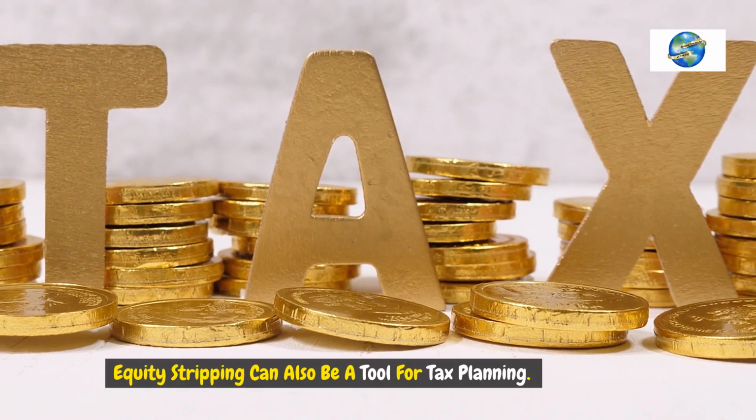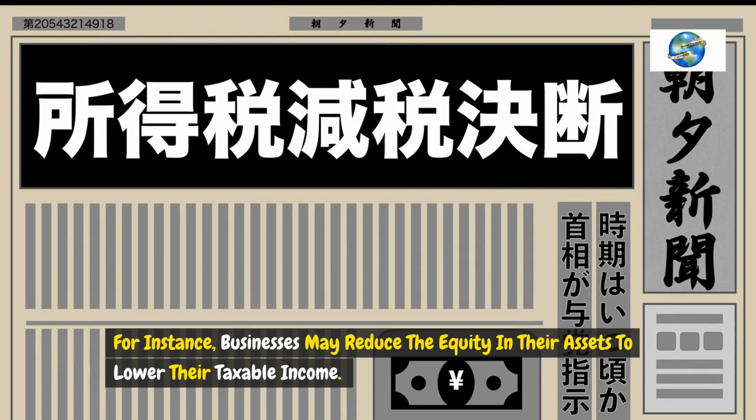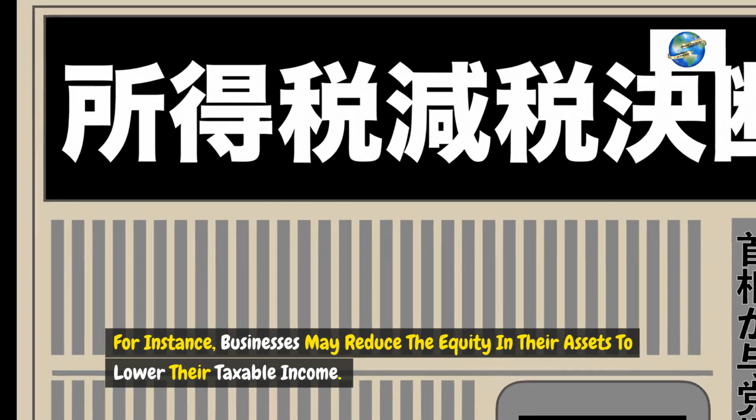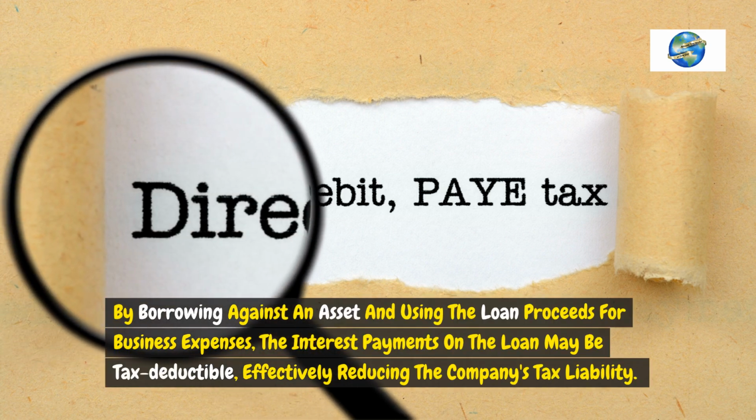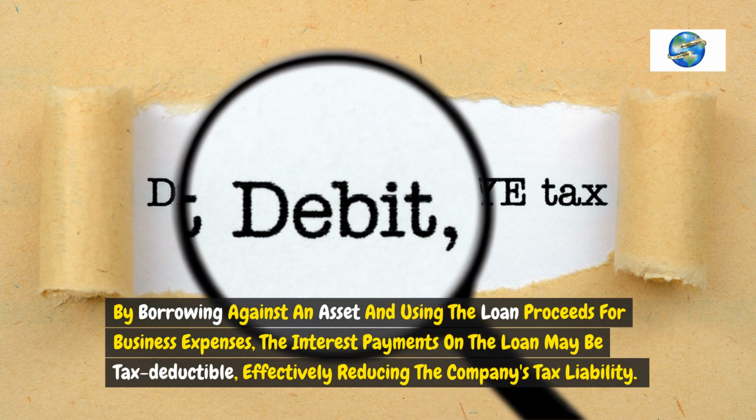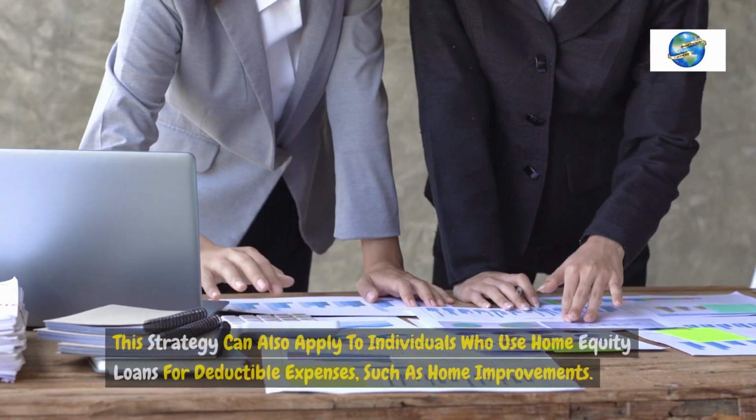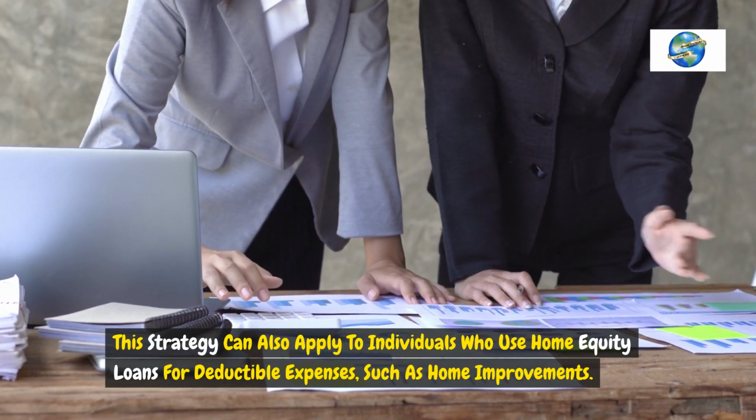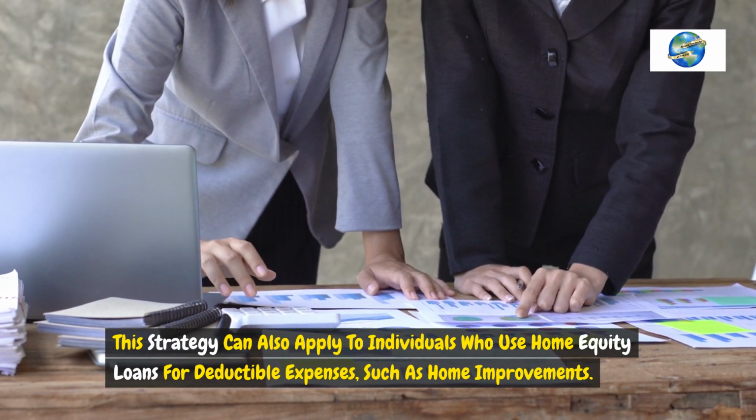2. Tax planning. Equity stripping can also be a tool for tax planning. For instance, businesses may reduce the equity in their assets to lower their taxable income. By borrowing against an asset and using the loan proceeds for business expenses, the interest payments on the loan may be tax-deductible, effectively reducing the company's tax liability. This strategy can also apply to individuals who use home equity loans for deductible expenses, such as home improvements.